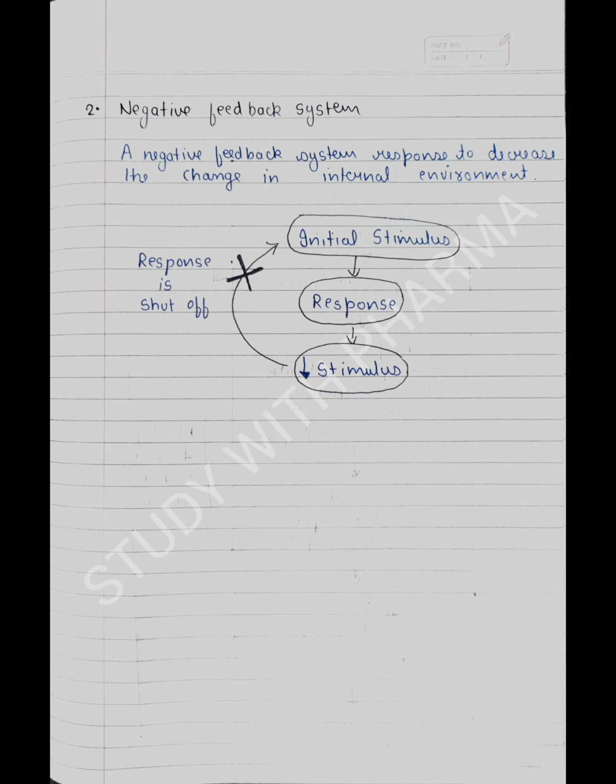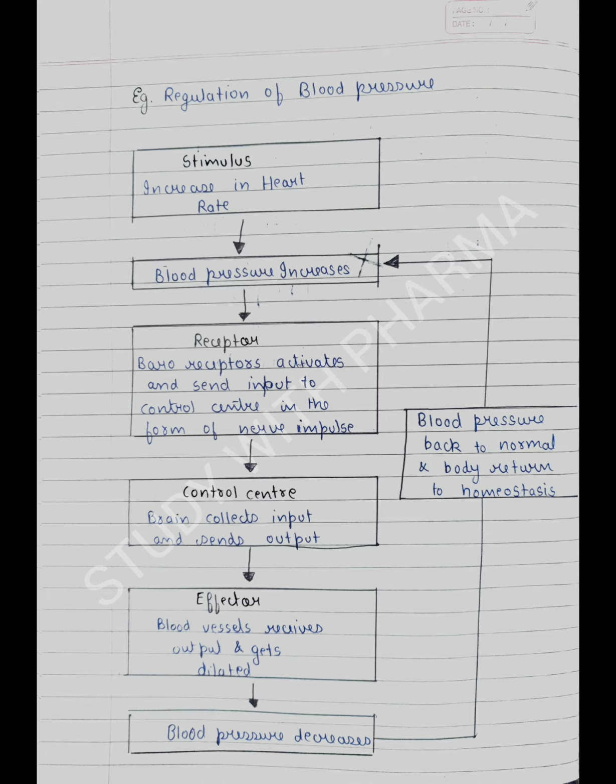Second is negative feedback system. It responds to decrease the change in internal environment. Now let us learn negative feedback system through an example. Suppose you just completed a marathon. Your heart rate will be more, due to which your blood pressure increases. Now the receptors, which are baroreceptors present in blood vessels, activate and send input to the control center.